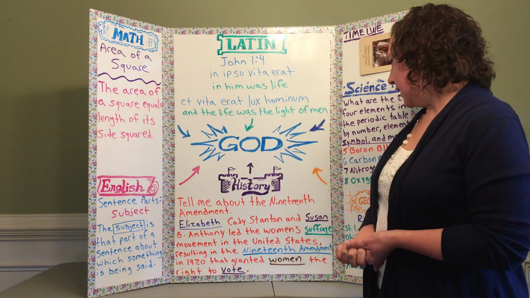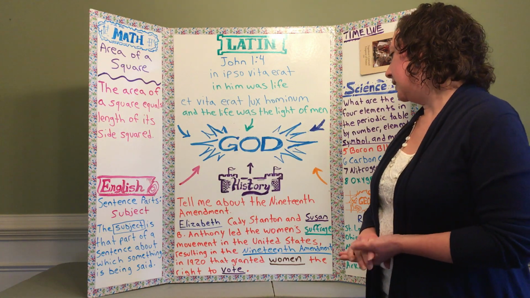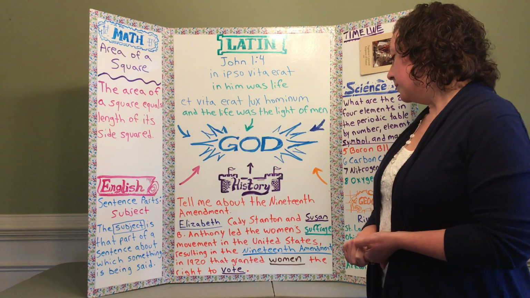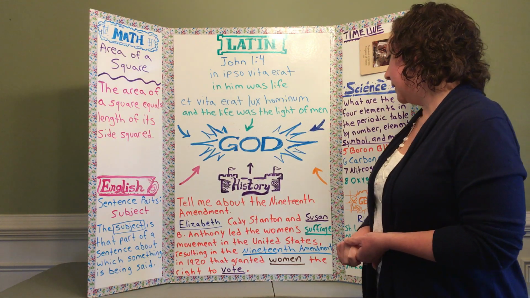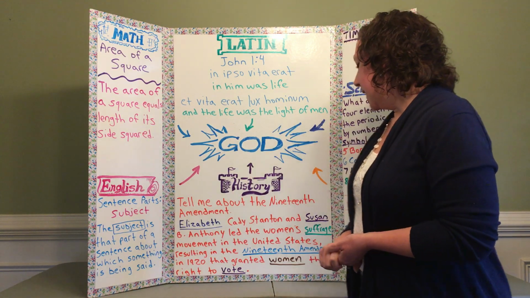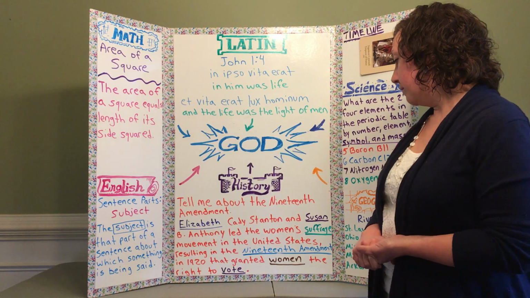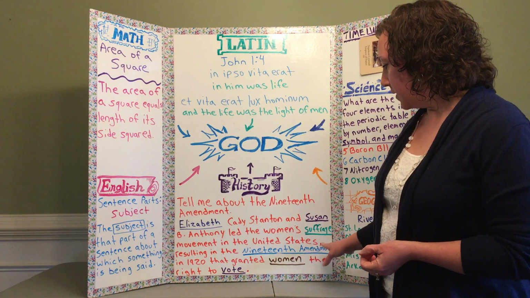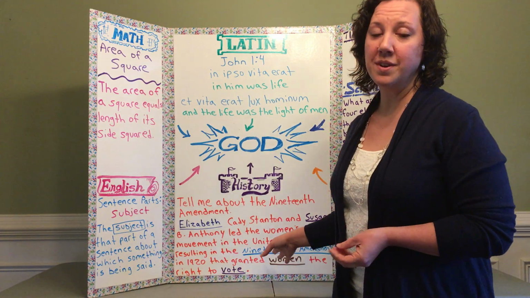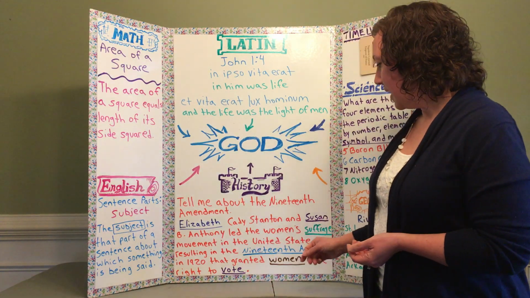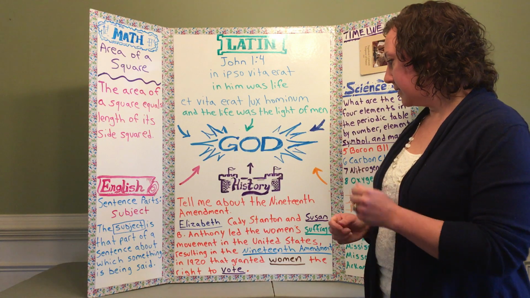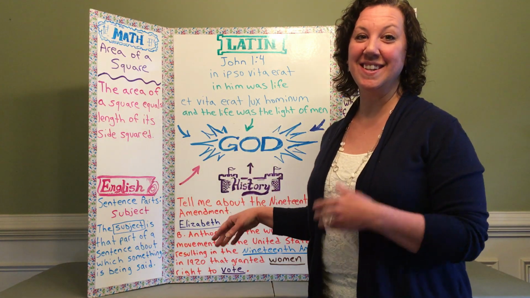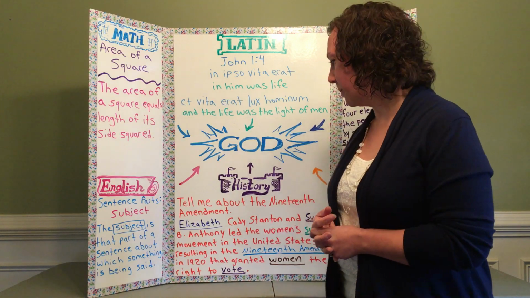It says, tell me about the 19th Amendment. Elizabeth Cady Stanton and Susan B. Anthony led the women's suffrage movement in the United States, resulting in the 19th Amendment in 1920 that granted women the right to vote. If you can see the board, these are the words that I chose this week to help the kids in class. I'm going to erase one each time after we read the sentence and see if they can remember it.